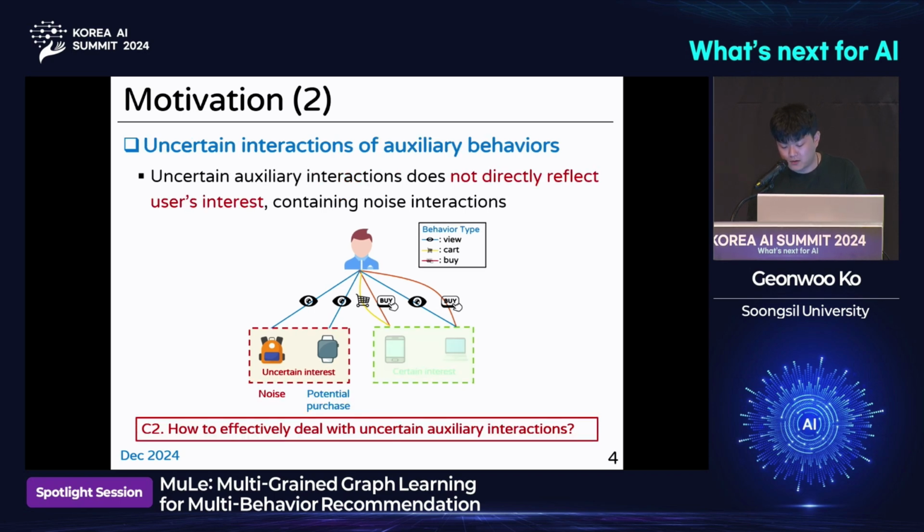Our second motivation is that uncertain auxiliary behaviors often contain both noise and potential purchases, making it difficult to identify the user's actual preference. Therefore, it is essential to distinguish between these interactions.